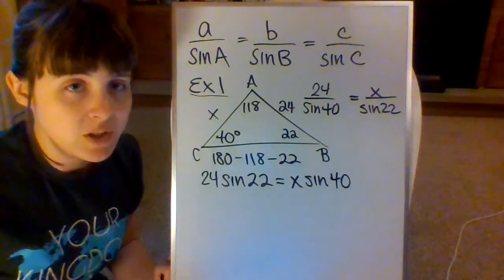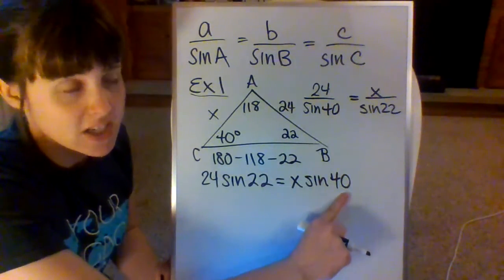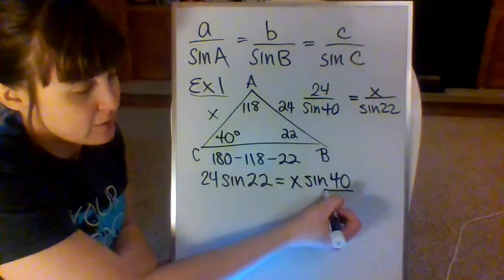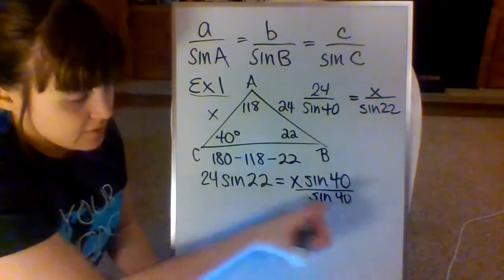Alright, so our goal is to get x by itself. So right now we're multiplying these two things together. So to get x by itself, we're going to divide both sides by sine 40.